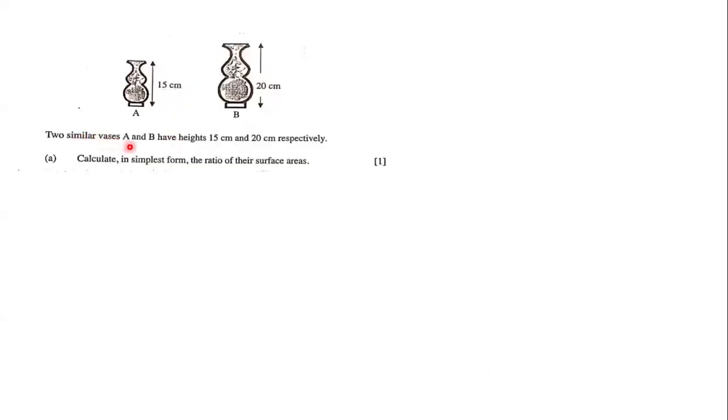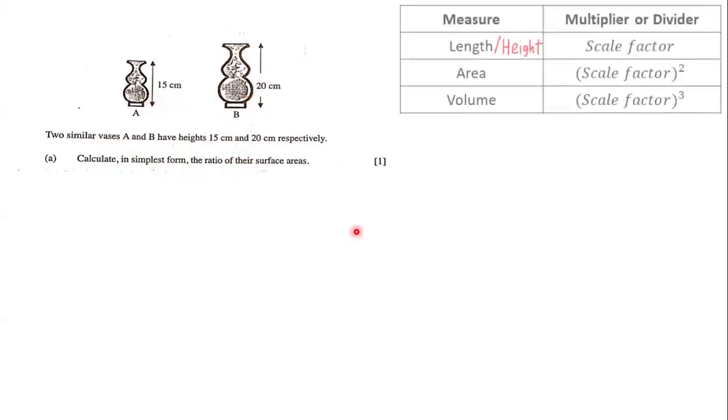Two similar vases, A and B, have heights 15 centimeters and 20 centimeters respectively. Calculate in simplest form the ratio of their surface areas. And so here we have these two similar vases, A and B. A useful table is the following.